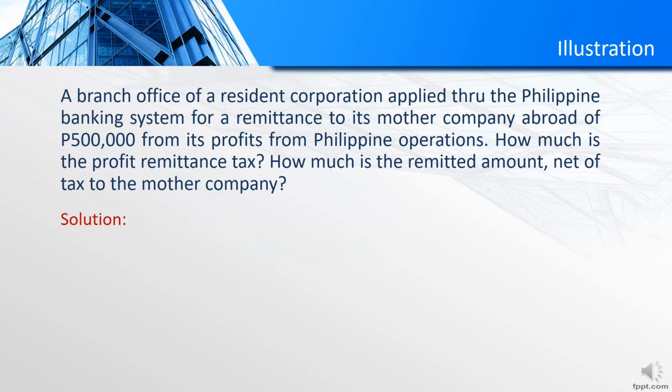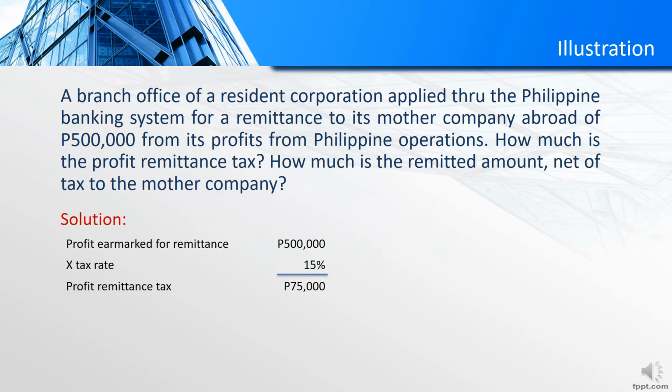So let us solve. First, let's solve for the profit remittance tax. The profit earmarked for remittance based on the problem amounts to 500,000, and the profit remittance tax rate is 15%. So profit earmarked for remittance of 500,000 times the tax rate of 15% will make you arrive at the profit remittance tax of 75,000. So our answer for the first question is 75,000.